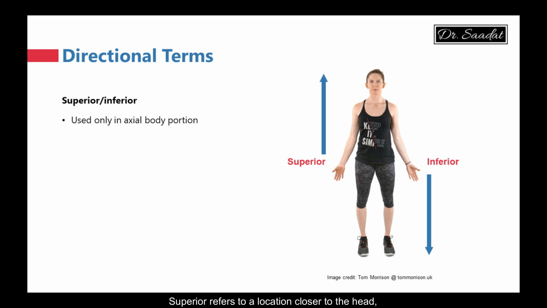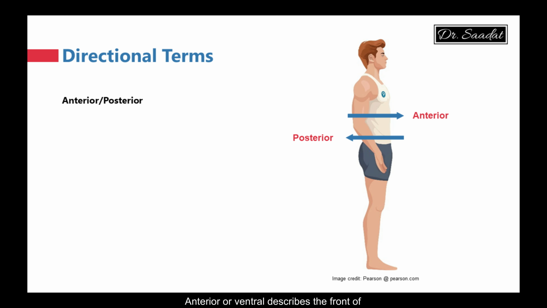Superior refers to a location closer to the head, while inferior refers to a location away from the head and closer to the feet. Make sure to remember that these two terms are only used when referring to structures in the axial body portion. Examples: the heart is located superior to the diaphragm, and the stomach is located inferior to the diaphragm.